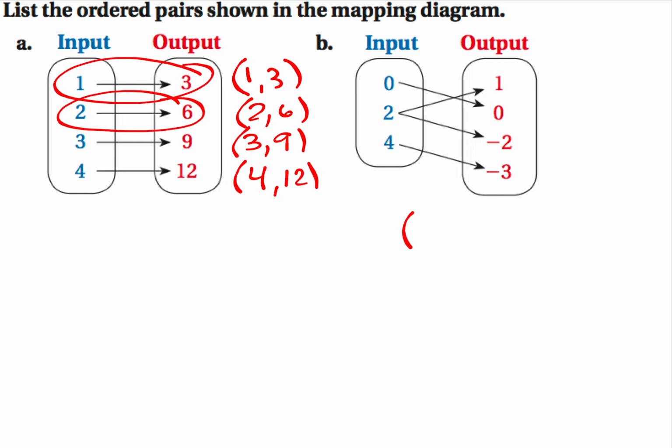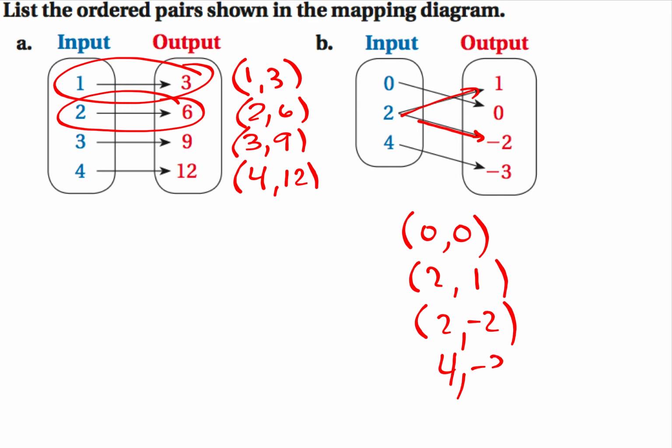On part B here, 0 goes to 0. Now 2 is an interesting thing because it has two different arrows coming out of it. 2 goes to 1, and it also goes to -2. So we would include both of those ordered pairs in our list of ordered pairs that's in this relation. And then the last one is (4, -3). 4 arrows give you 4 points.